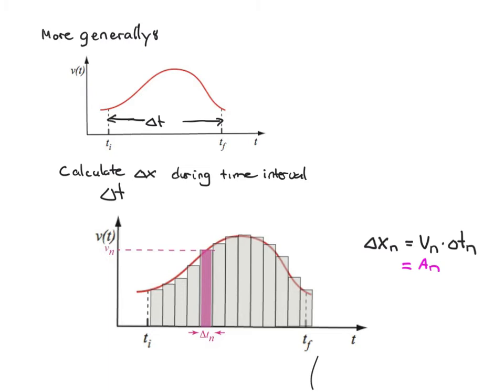And if our goal is to calculate the total change in position from this initial time t sub i to some final time t sub f, then really all we have to do is add up all the individual changes that occur during each of these very short time intervals. So we can write that delta x is equal to the sum of all the different delta x sub n's, and that's equal to the sum of v sub n times delta t sub n.